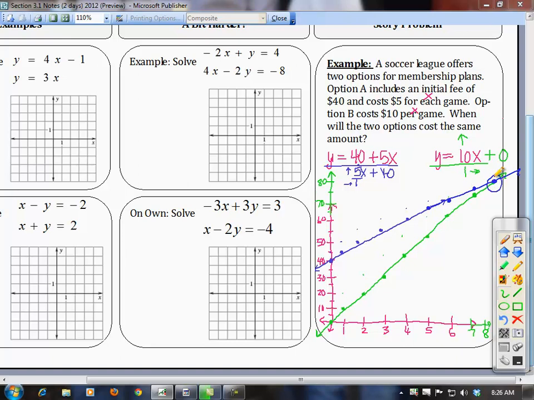And so what we're seeing, again, I don't have the nice grid marks like we do in the 10 by 10 grids, and that's really what you need for some of these, but as you look, what it says is (8, 80) is our solution. What that means is at 8 games, both options, oh, my pen's acting up. Both options equal $80, okay? And you can kind of look at it this way.